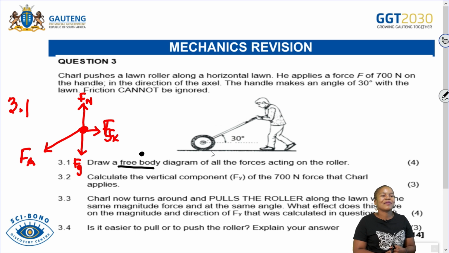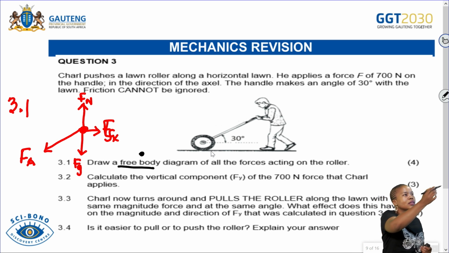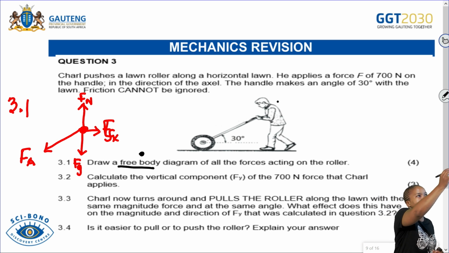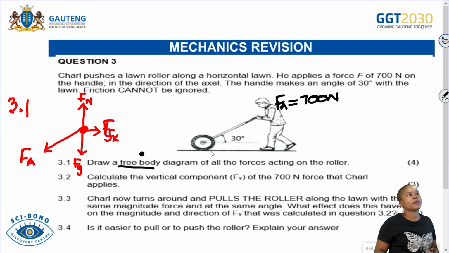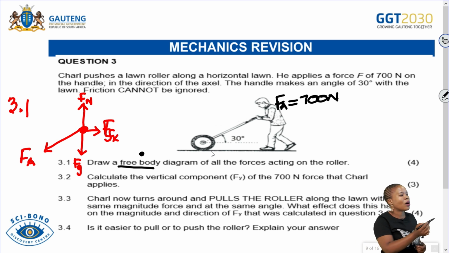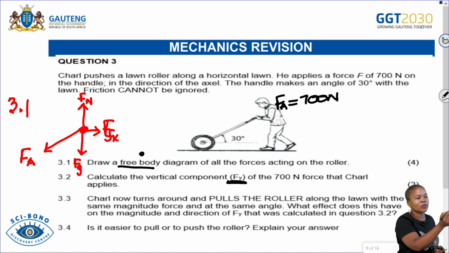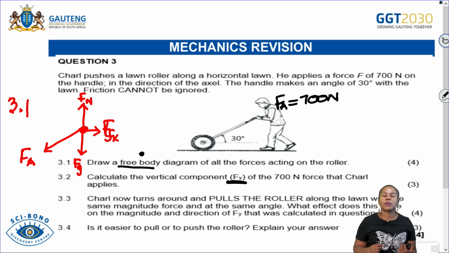3.2: calculate the vertical component Fy of the 700 Newton force that Charles applies. Here is the force that Charles is applying, so Fa is equal to 700 Newton. We need the Fy. So over here, you just needed to remind yourself, if I'm calculating a vertical component, am I using cos or am I using sine?